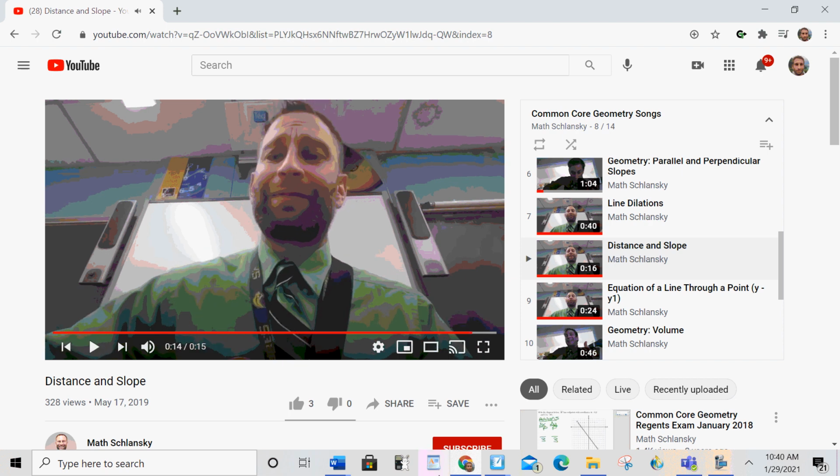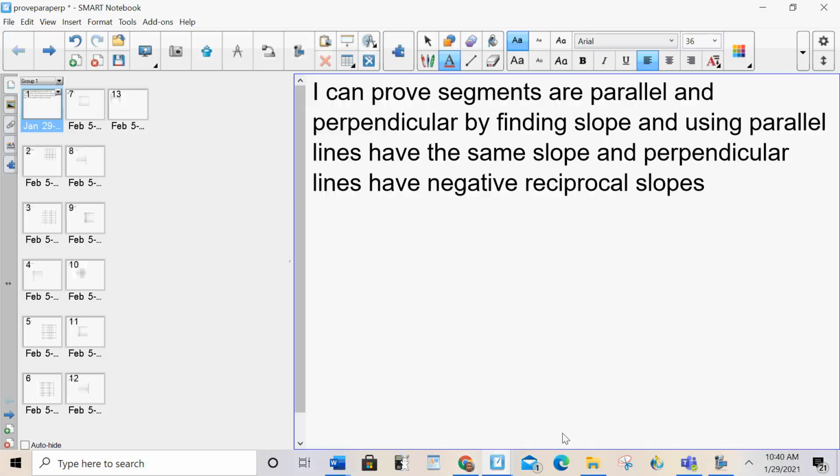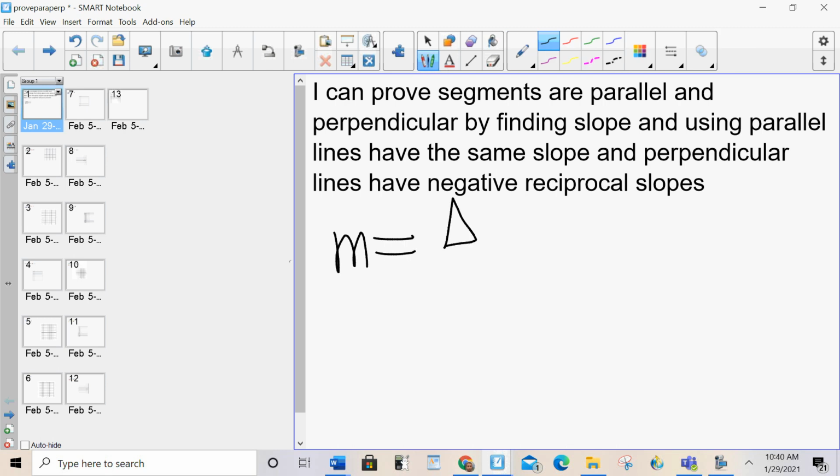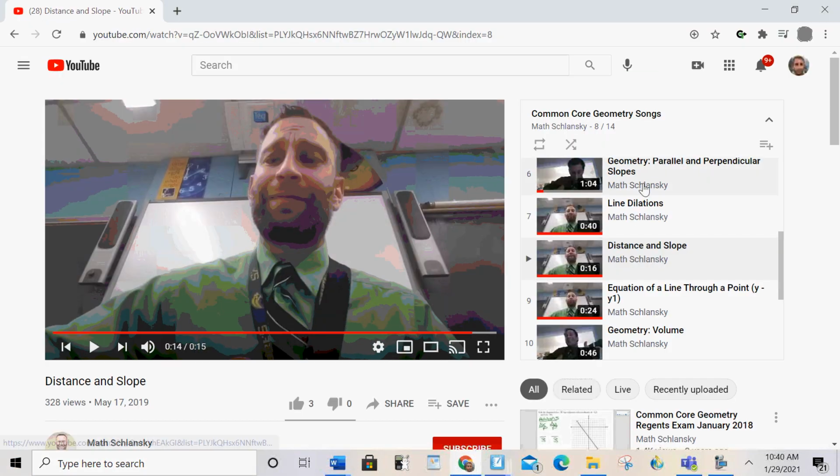Yeah. So, first things first, my slope formula: slope equals delta y over delta x. The other thing you need to know for this lesson.